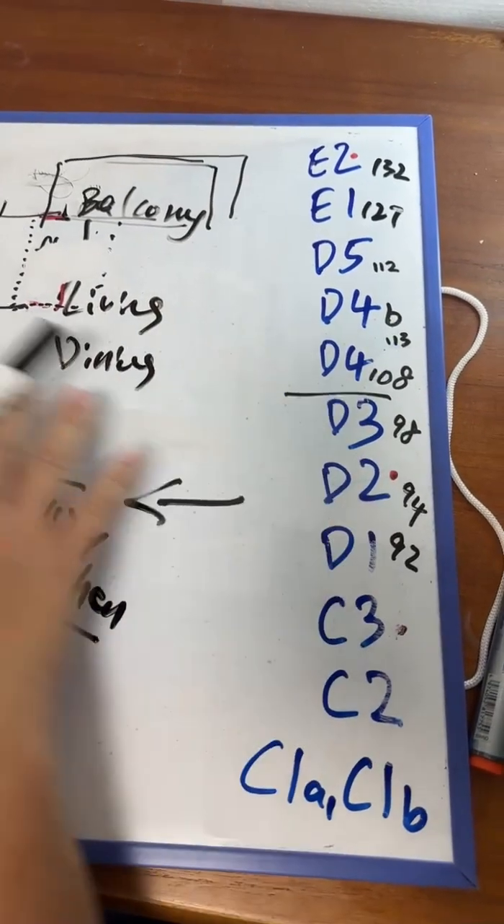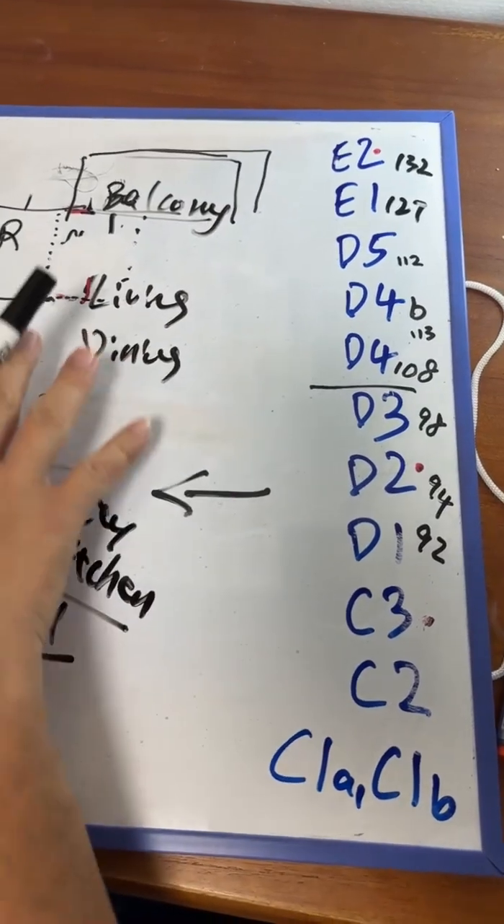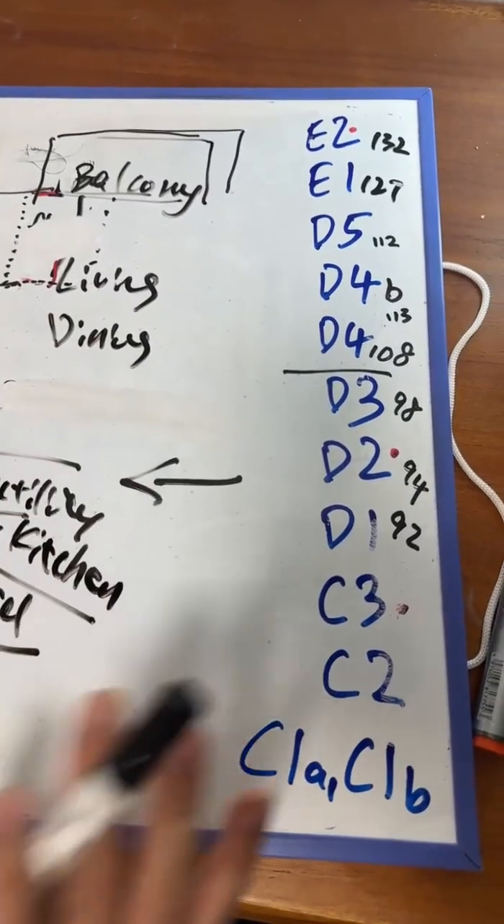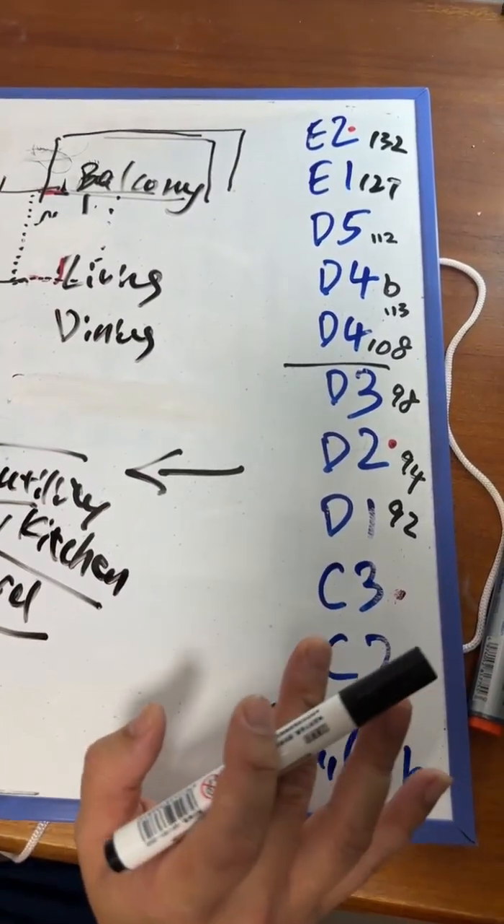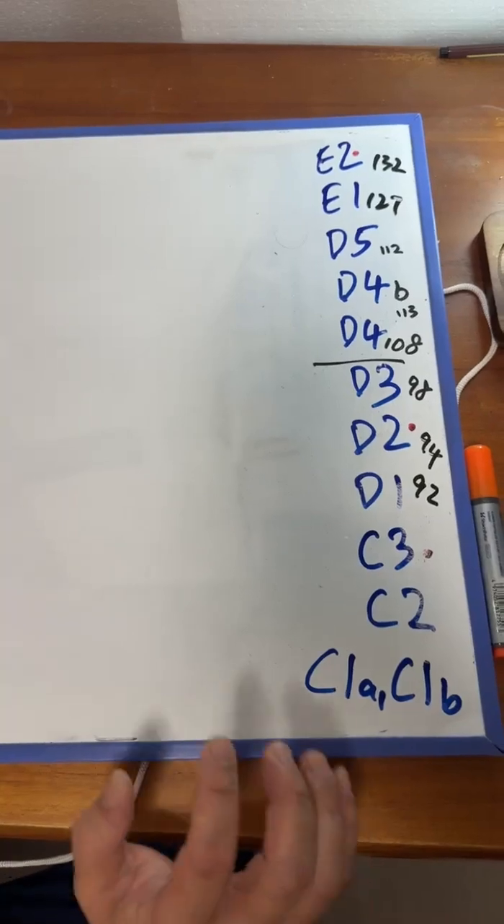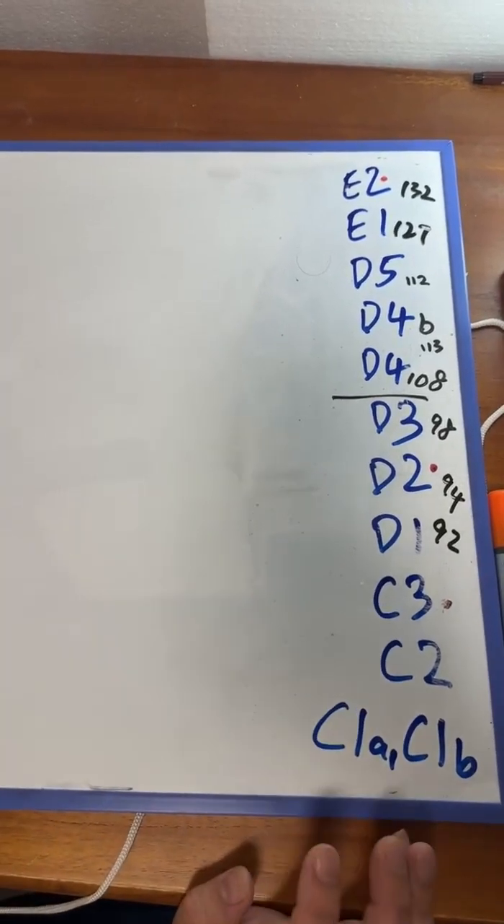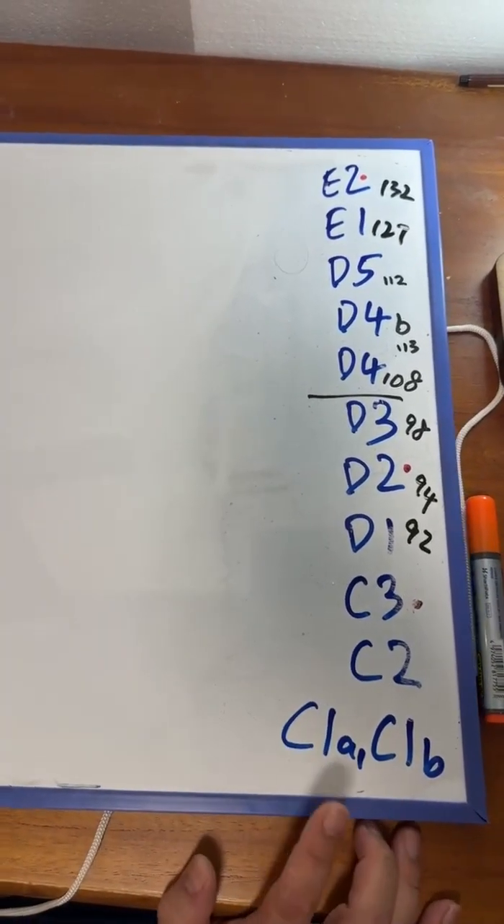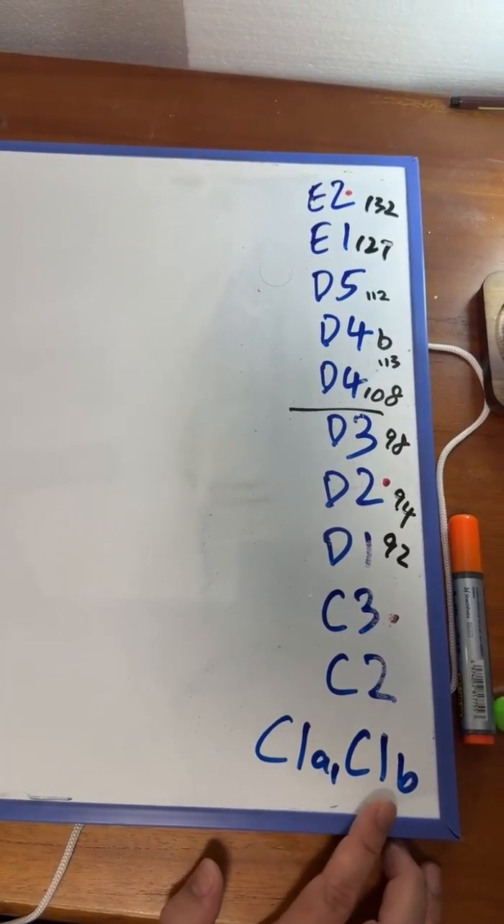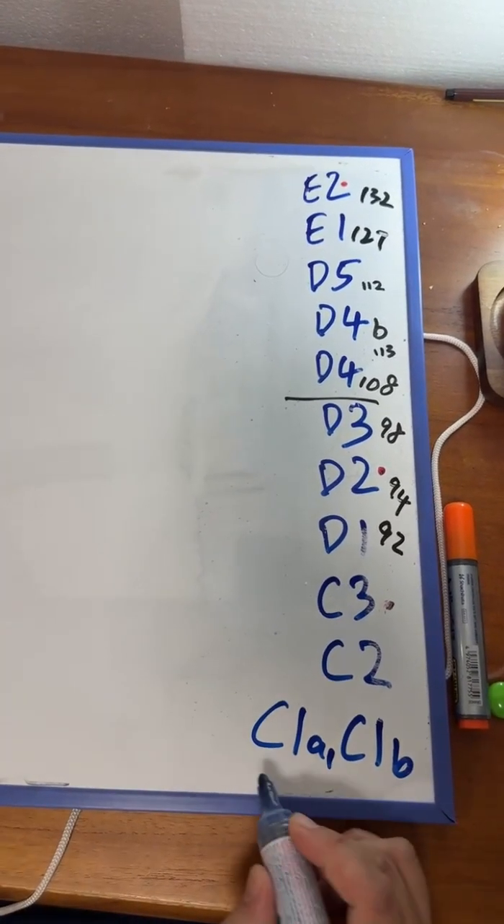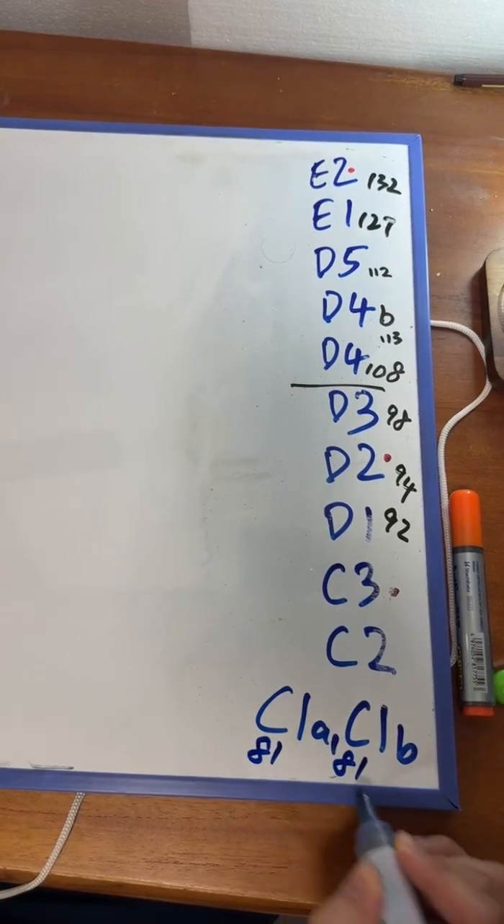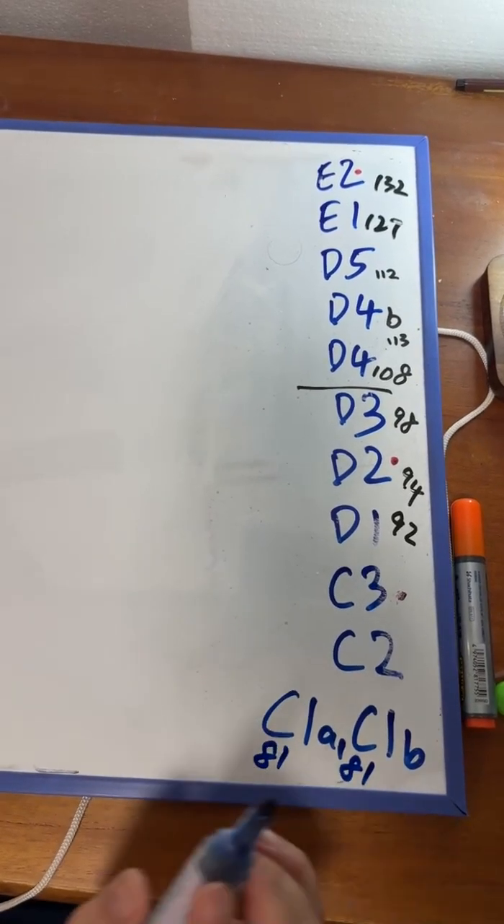So as we go along, you understand the changes and then you understand what you are getting. Now we are going to touch on the last section, which is the 3 bedroom type. C1A and C1B are very slight difference. These are 81 square meter each. Very, very slight difference.